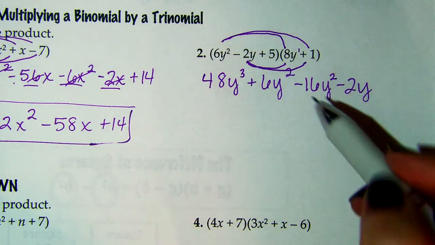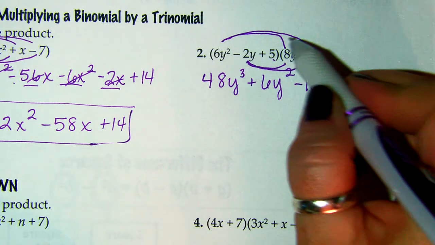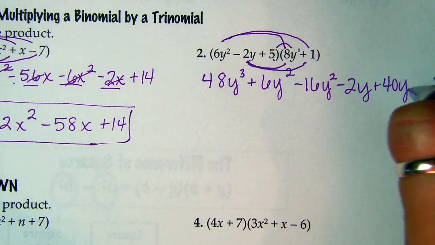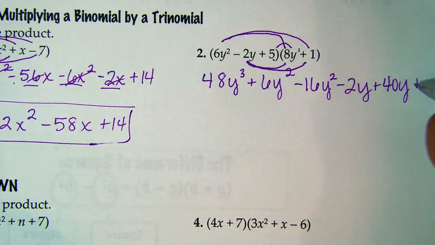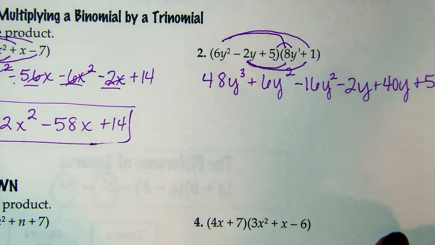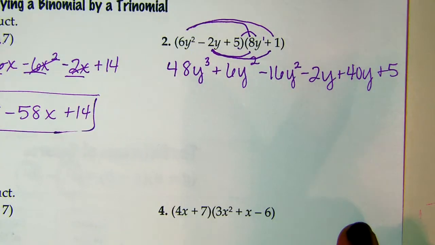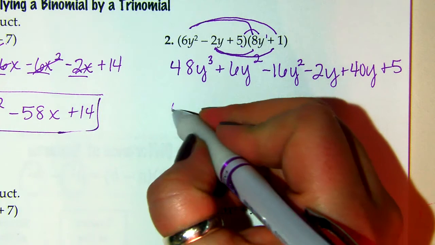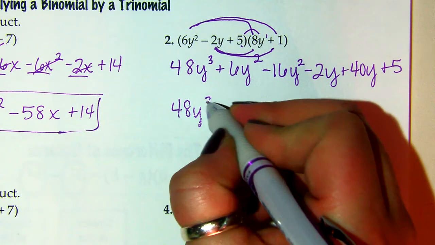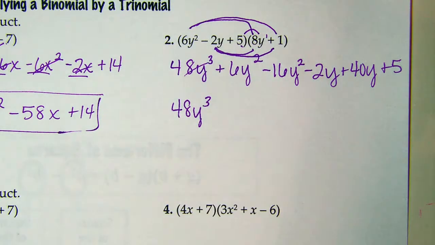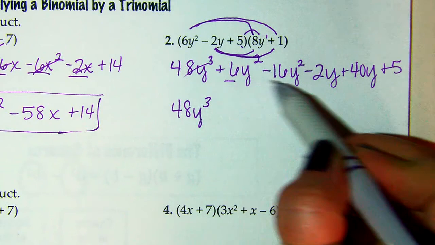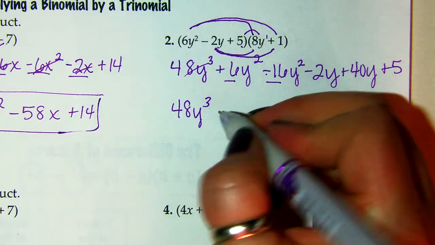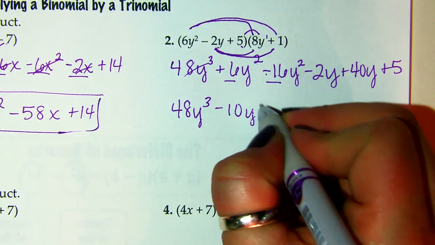And then the last term, we need to multiply the 5. So 5 times 8y is 40y. And then 5 times 1 is 5. So again, we've got to combine all the like terms, starting with the highest exponent. So biggest one is the 3, so 48y cubed does not change, doesn't match anything. Squareds, we've got a positive 6 and a negative 16. So 6 minus 16 is negative 10y squared.